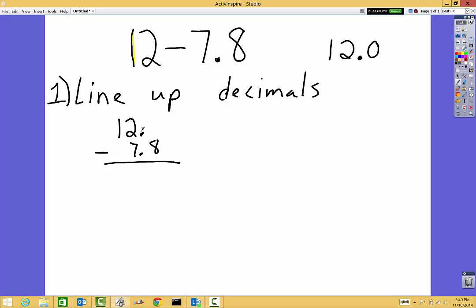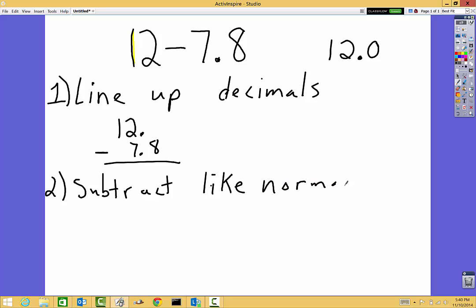But I see a problem. Step number 1, I lined up my decimal. When I go to step number 2, add or subtract like normal, there's a problem. I have this empty spot. What do I do with it? Well, if you remember from right before, I can add as many zeros as I want behind it. So if you're ever left with a spot that is empty, just put a 0 in if it's at the end. So now I can continue.